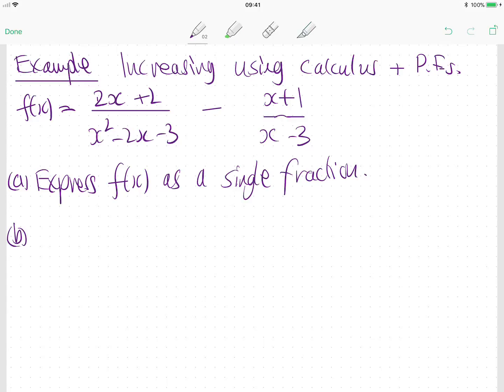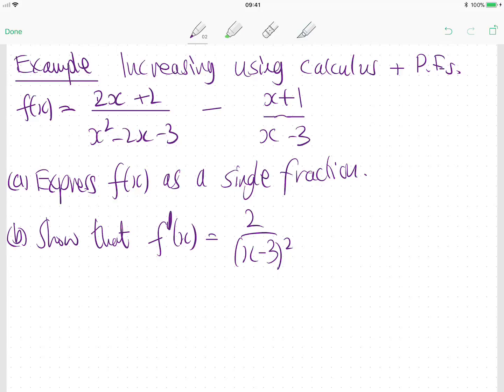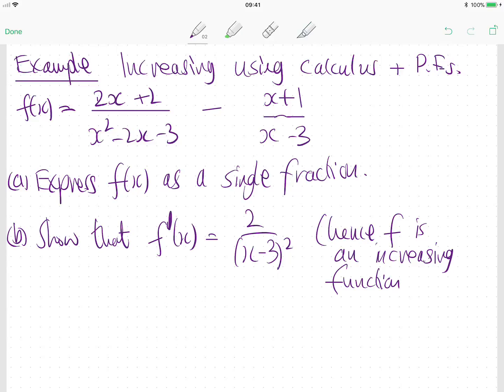And part B, show that the derivative is equal to 2 divided by x take away 3 all squared. Hence, f is an increasing function. And the reason why it's increasing is that the function is always bigger than 0, and we should say up here somewhere x cannot be equal to 3 because we're dividing by 0.